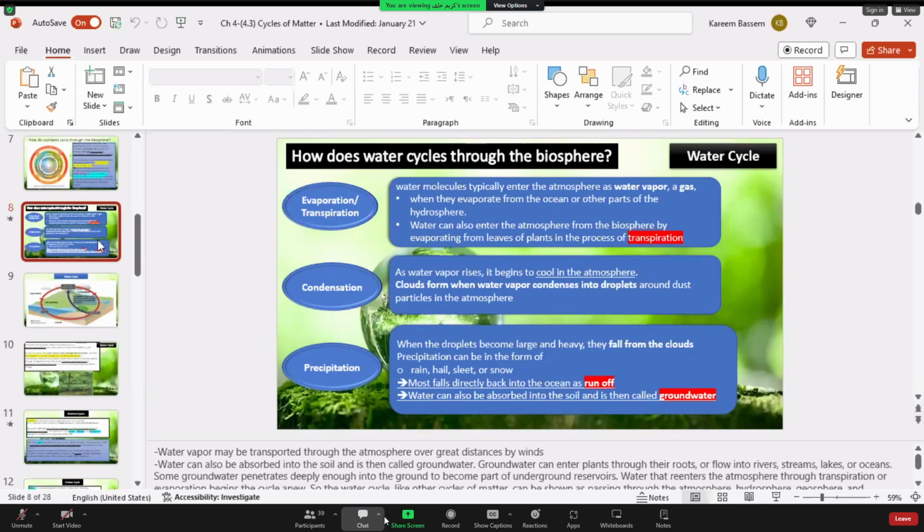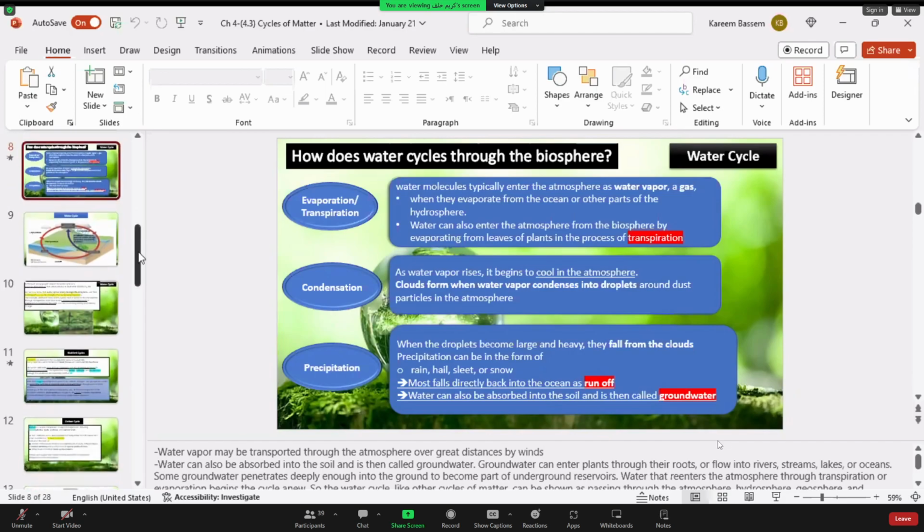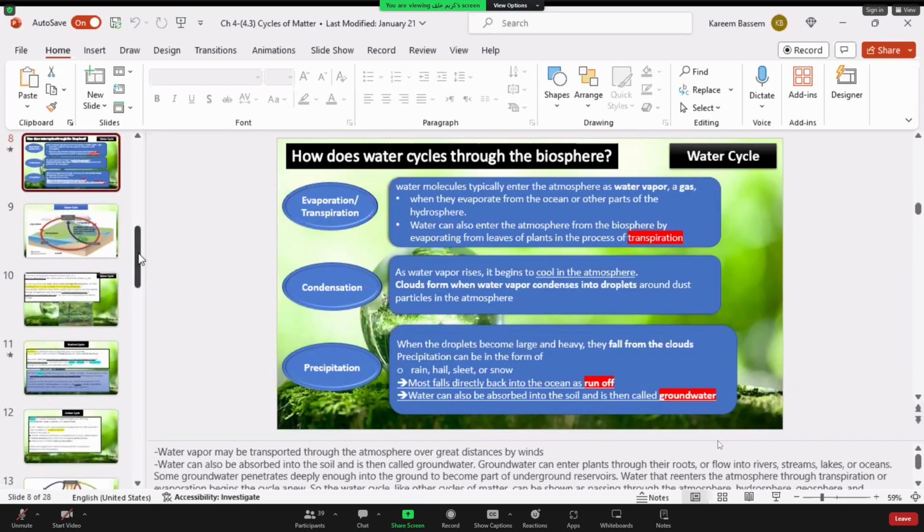Then when this water vapor starts cooling down, forming droplets, it's condensation, and when there are too many droplets, it's going to fall through a process called precipitation. So these are the three steps. Okay, we are not getting into more details. Just keep it as evaporation and transpiration, then condensation, then precipitation.